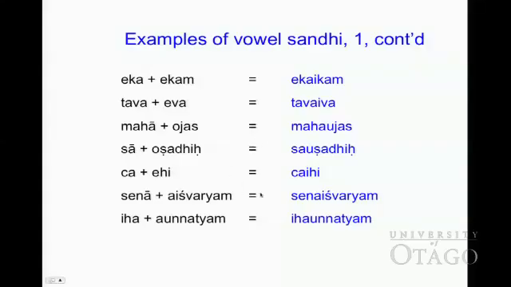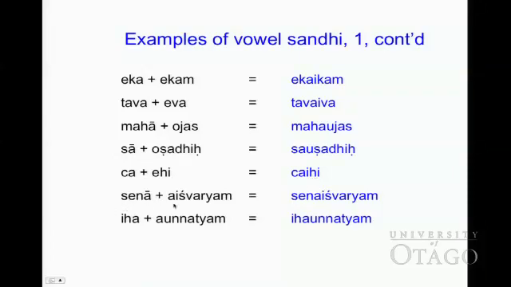Another example, you see from the first one, Eka plus Ekam, A plus E will be Ekaikam. Tva plus Eva will be Tvaiva. Maha plus Ojas, A plus O will be Mahaujas. Sa plus Oshadhi will be Saushadhi. Ja plus Ehi will be Jaihi.